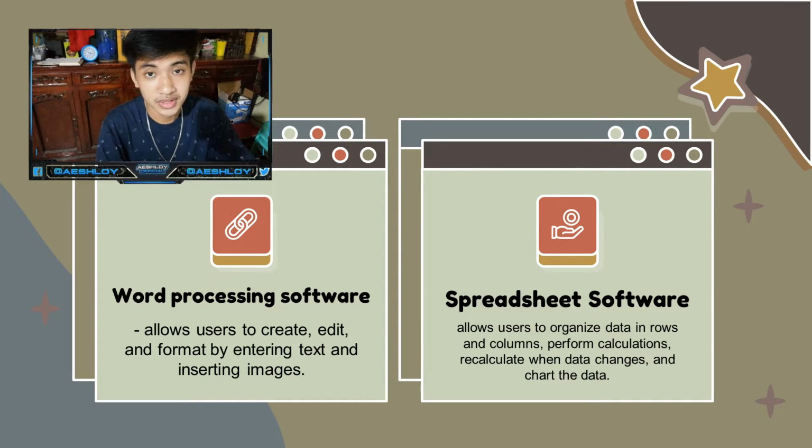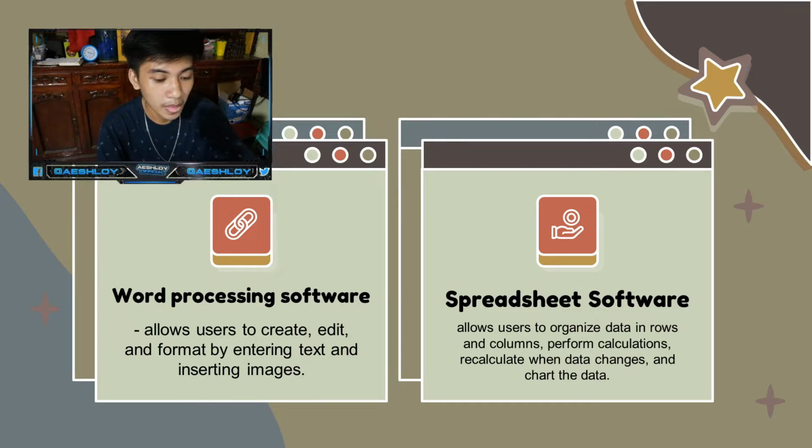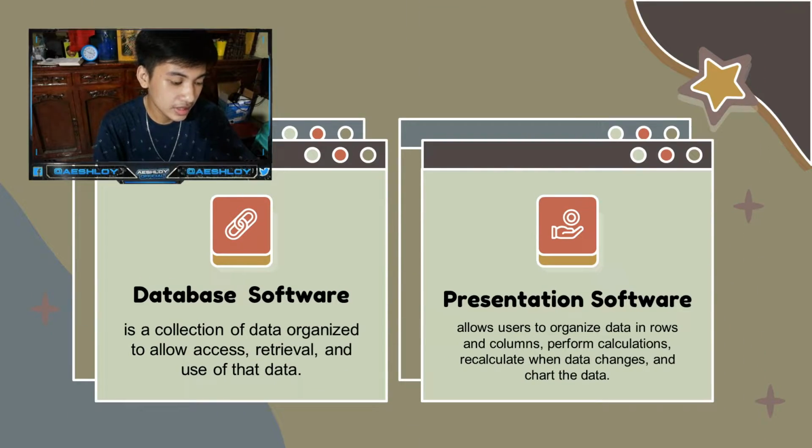We have the word processing software, which allows users to create, edit and format by entering text and inserting images, like for example your Microsoft Word. And the spreadsheet software allows users to organize data in rows and columns, perform calculations, recalculate when data changes, and chart the data. An example of this software is your Microsoft Excel. And the next one is the database software. It's a collection of data organized to allow access, retrieval, and use of that data.